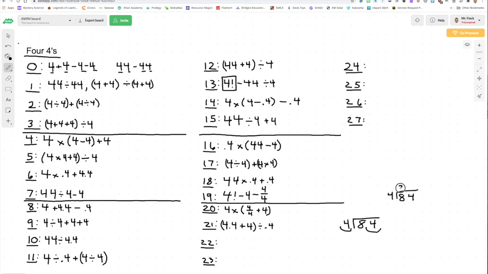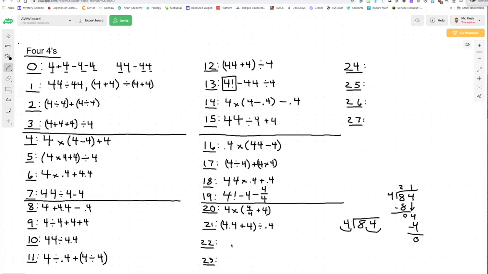Well, 4 goes into 8 2 times. 2 times 4 is 8. I have a 0. I drop my 4 down here. 4 divided by 4 is 1, and I don't have any remainders, and it gets 21. So it works. That one took me a while to figure out.